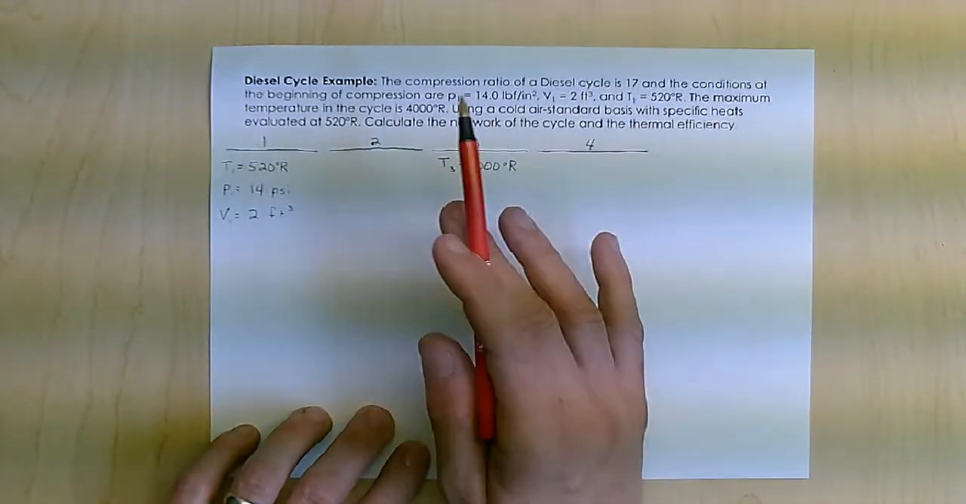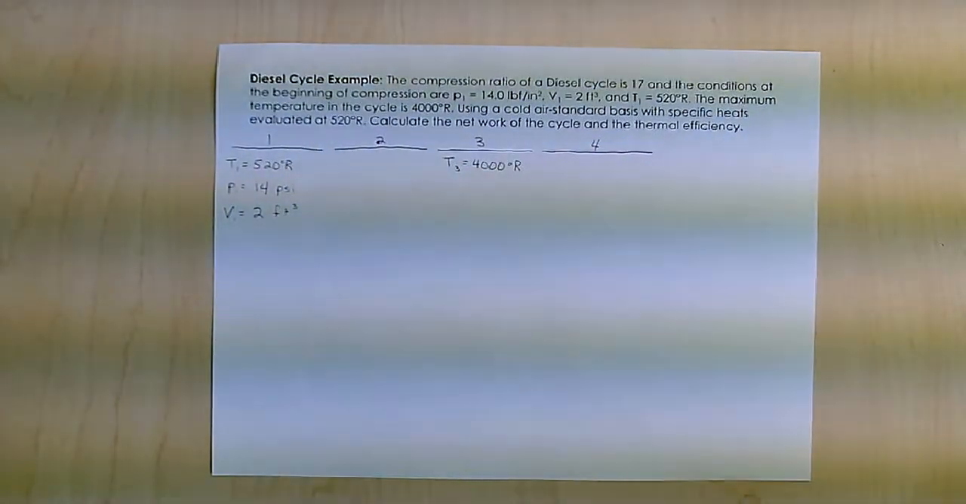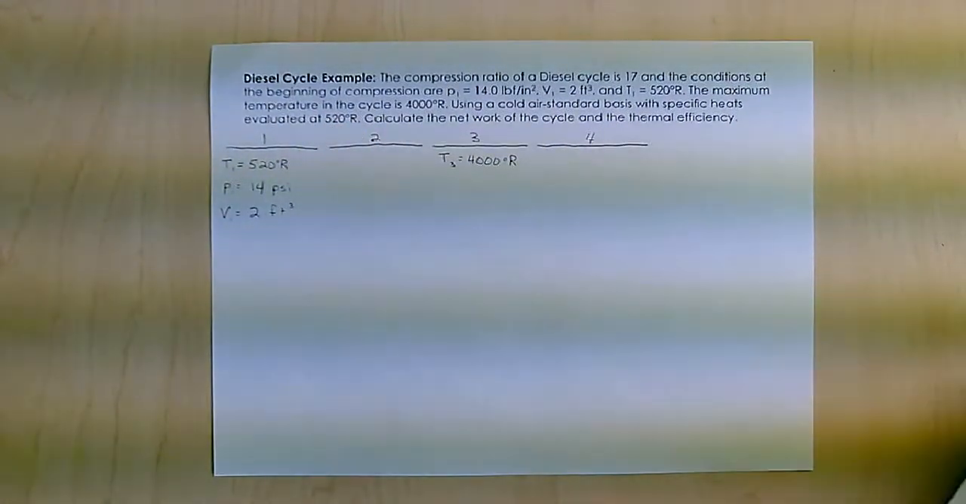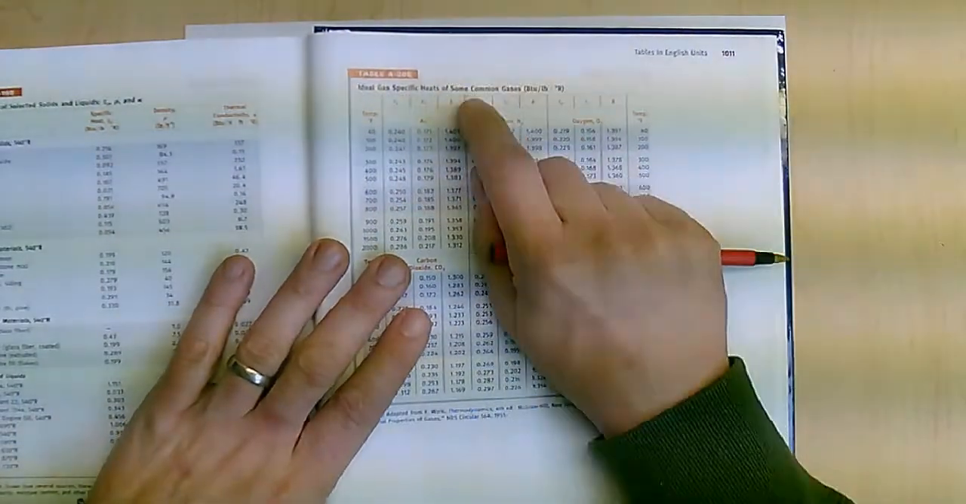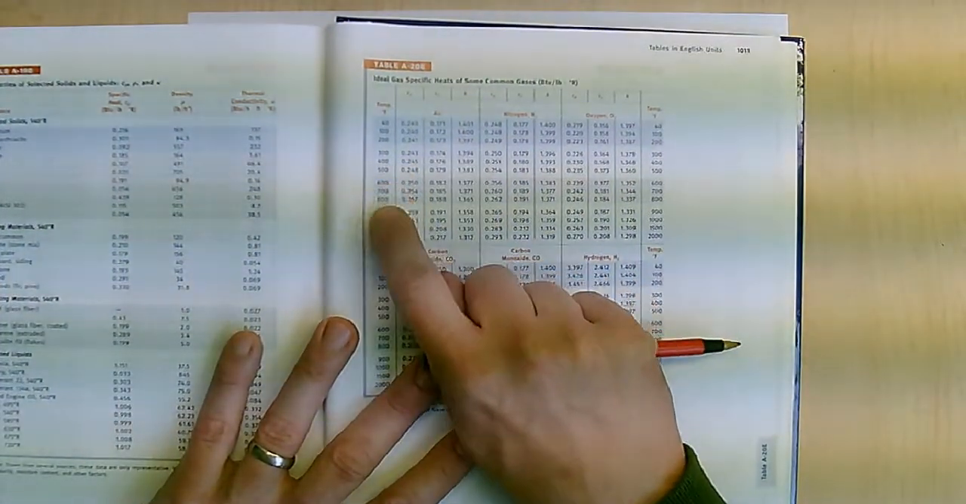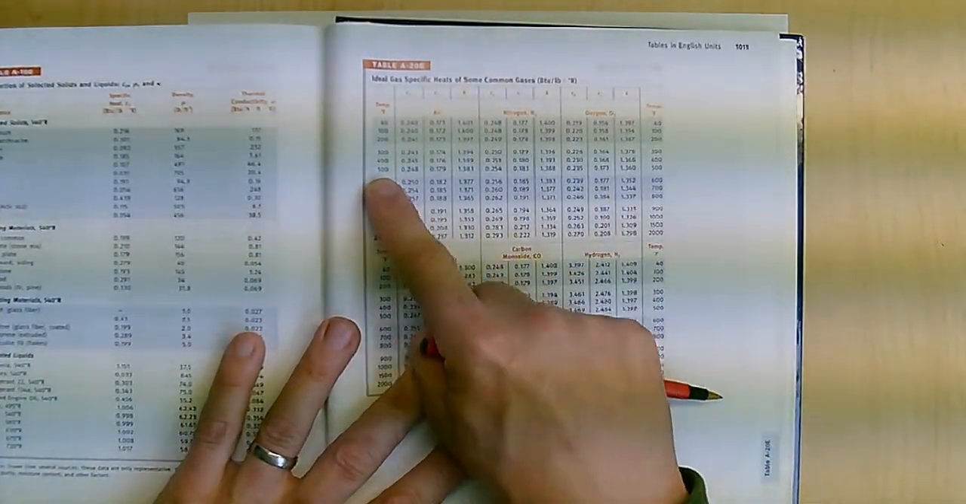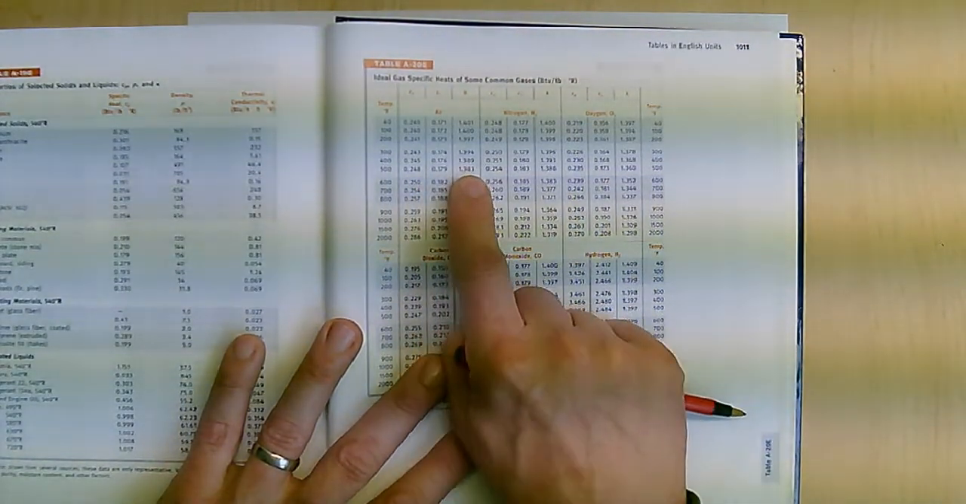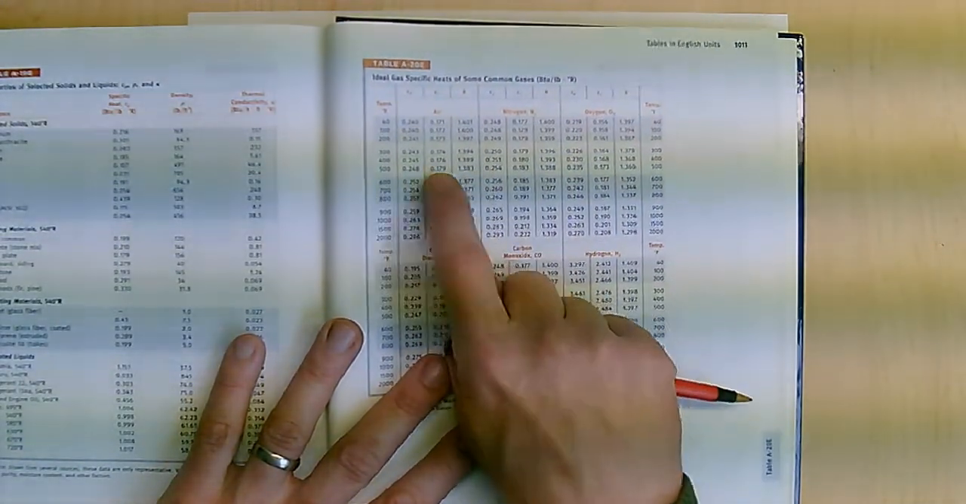Okay, so with that aside, we're going to go ahead and look up my specific heat for 520. So I go to this table right here. This is specific heat. I'm looking at air, and I don't have 520, I have 500, but I have CP, CV, and K right there.